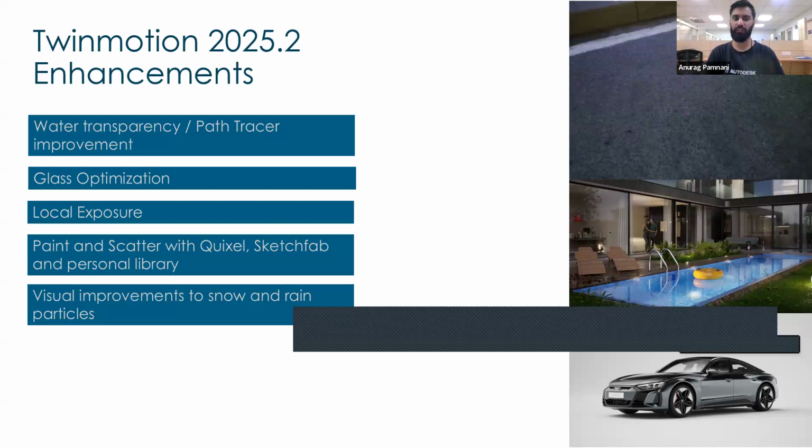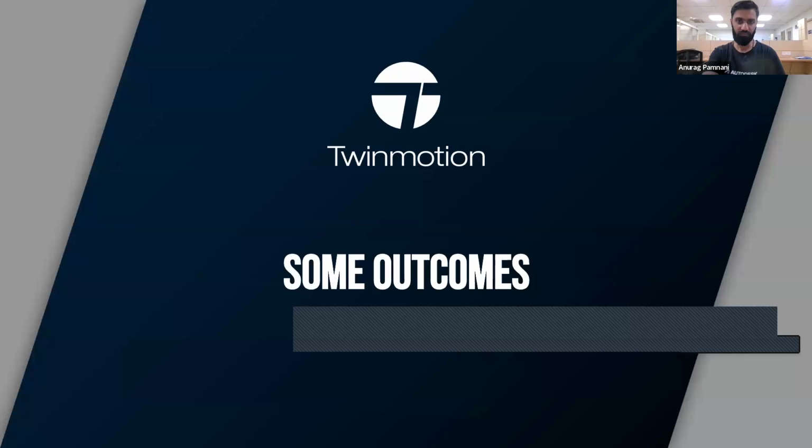Second is glass optimization, certain enhancements in local exposures, then libraries, as I said, and certain other factors like snow and rain particles, which are part of environment development or the seasonal variations.